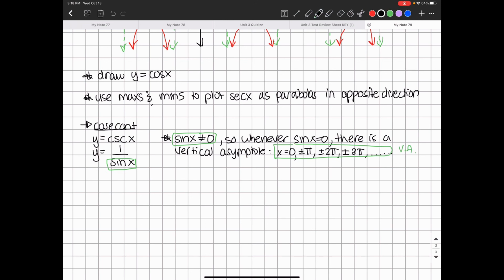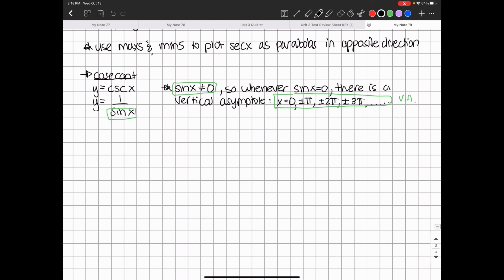Then I'm going to plot the graph of sine, and I'm going to use it just like I did for cosine. I'm going to use the maximums and minimums to draw parabolas for cosecant. First, I'm going to label pi over 2, pi, 3 pi over 2, 2 pi, 5 pi over 2, 3 pi. This is negative pi over 2, negative pi, negative 3 pi over 2, and negative 2 pi.